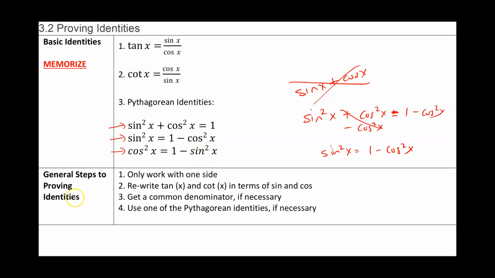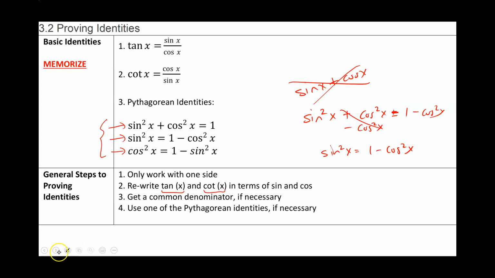Here are some rules to proving identities. Number one, you can only work with one side. So once you start with one side, you cannot even touch the other. Then you have to make that side look like the other side without actually touching the other side. A big hint is always rewrite tan x and cotangent of x in terms of sine and cosine. So tan x would be sine x over cos x, cotangent would be cos x over sine x. Often we need to get a common denominator, and then we would often use one of these Pythagorean identities.